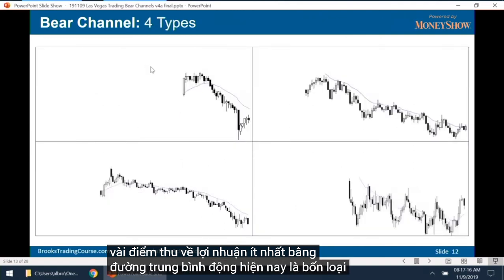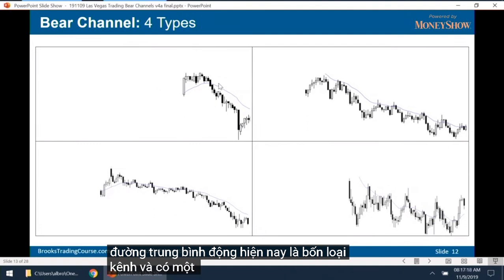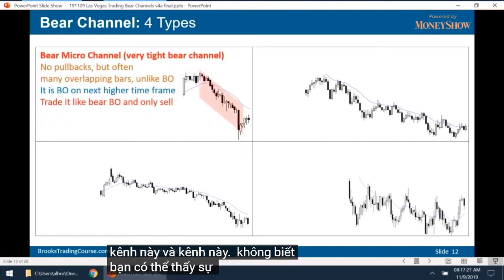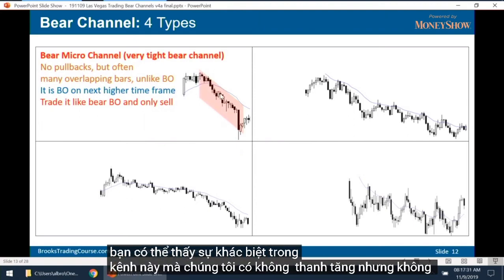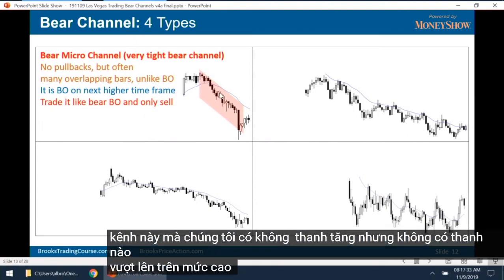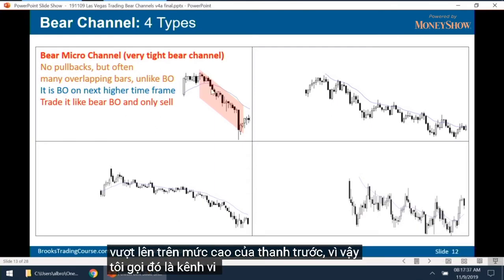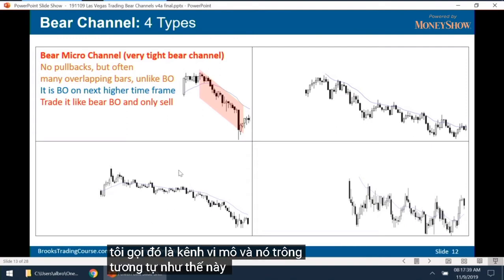Now, 4 types of channels. And there are some subtle differences here between this channel and this channel. I don't know if you can see the difference, but in this channel, we have bull bars, but no bar goes above the high of the prior bar. So I call that a micro channel. And it looks similar to this, but it's not. It's different. This is a micro channel.